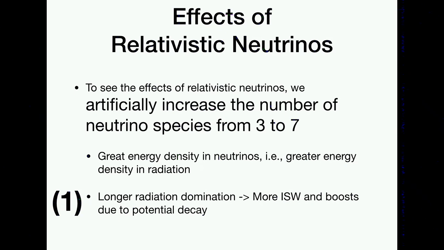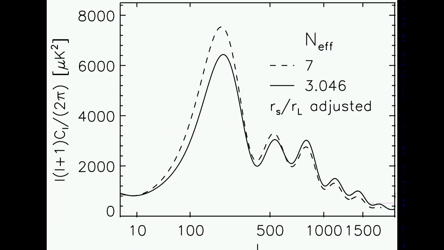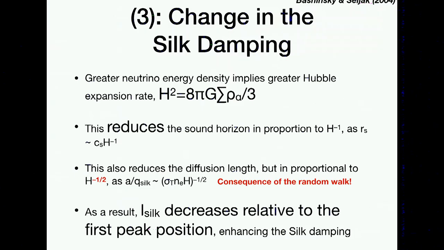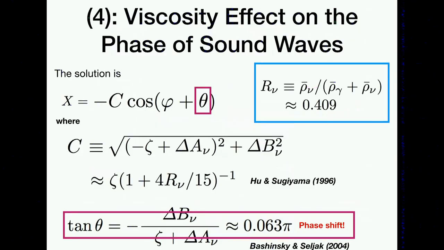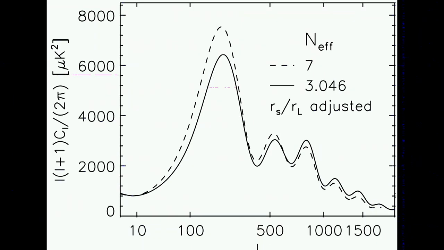This is fun. Let's artificially increase the number of neutrino species from 3 to 7 so that we can see the effect clearly. Neutrino has 5 effects. I think it's 5. 1, 2, 3, 4. 4 effects. Huh? Is that right?